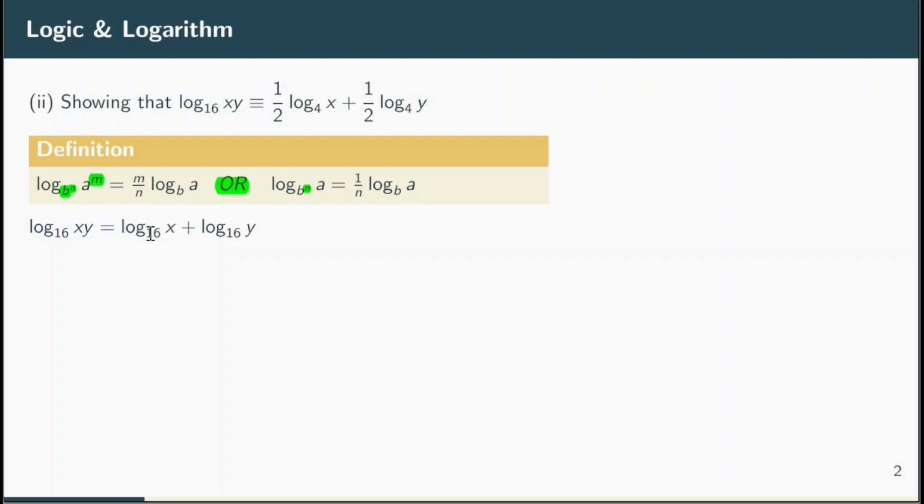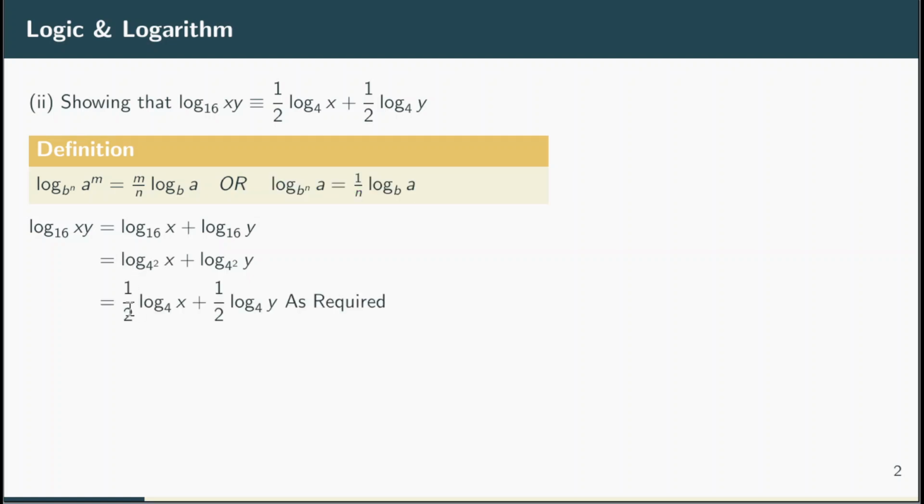So the next thing to do is that I'm going to write 16 as a power of 4. And so I have 16 as 4 squared. Then I come back and apply this law, and I'm going to have that this 2 is going to reciprocate and become the coefficient of this log.